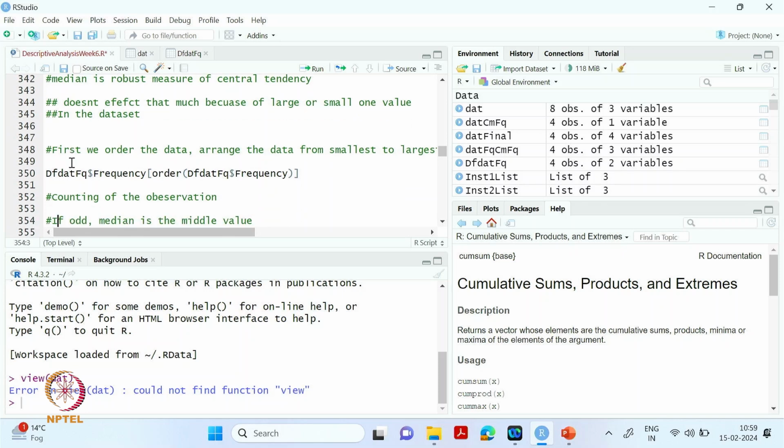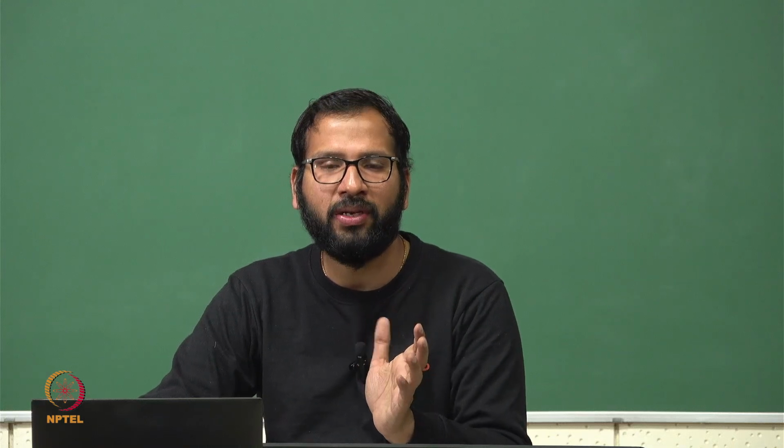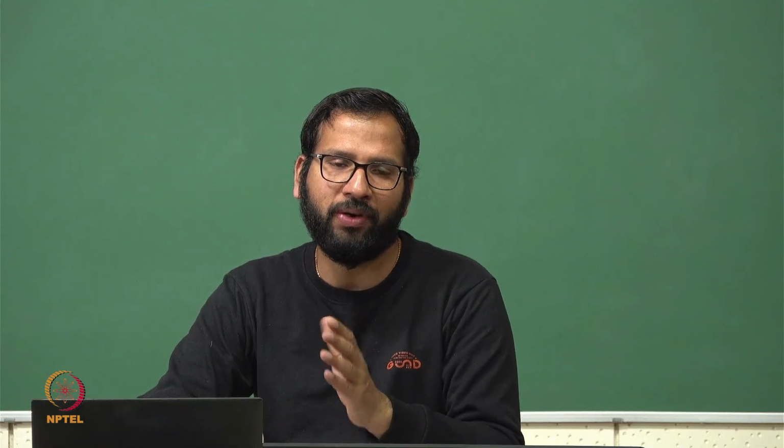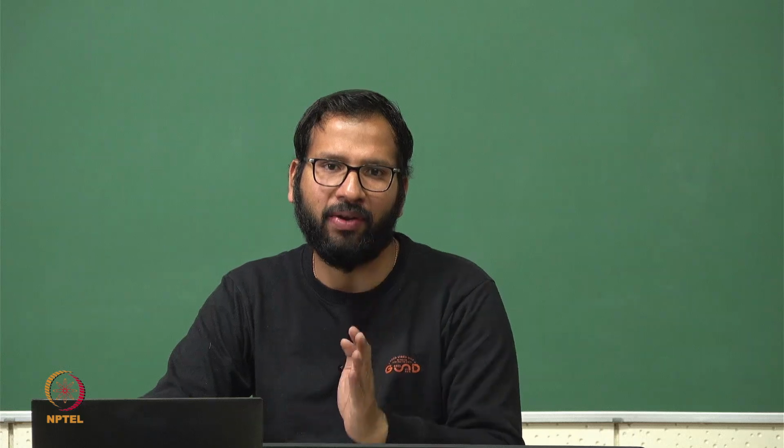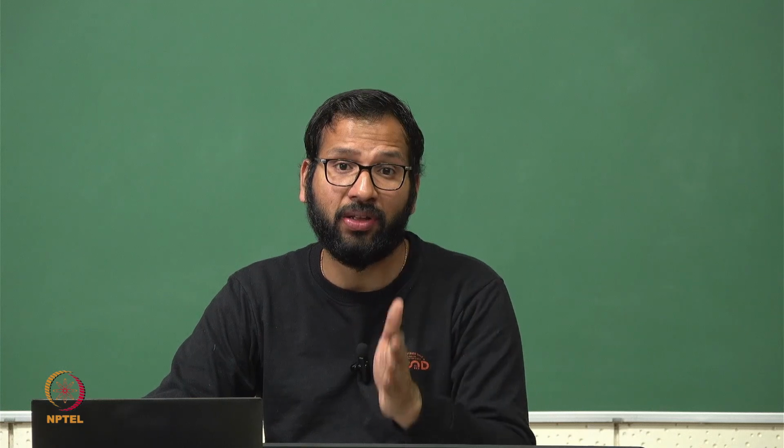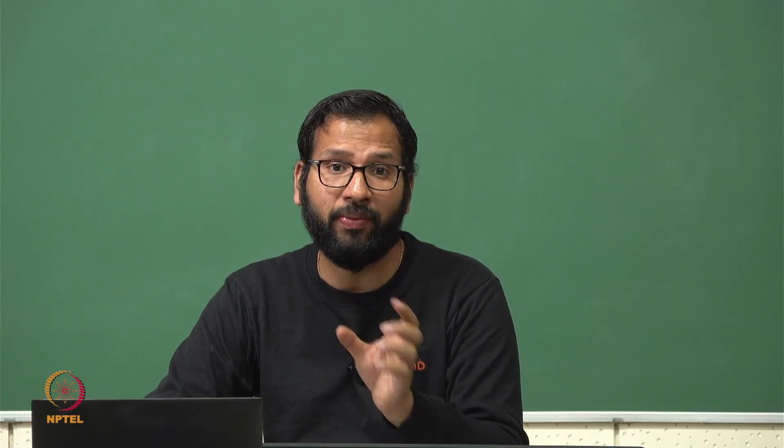Then for median, to calculate the median, we ordered the data. So it's up to you whether you do it in ascending order or descending order. The only thing you have to remember is that for an even number of values, the median will be the average of the two middle values, but for an odd number of observations, the median will be the middle value. Okay, so whatever the value is in the middle location, that will be the median.